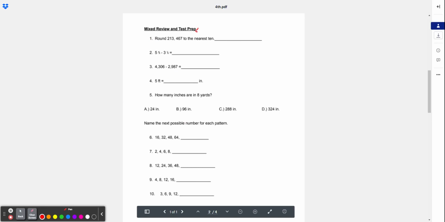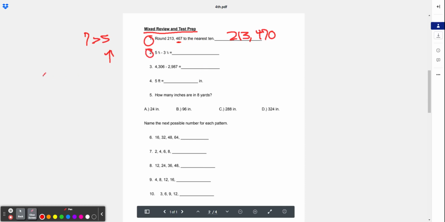Now let's try mixed review and test prep. Let's try 1. Round 213,467 to the nearest 10. So that's our tens place. And when we're rounding to the nearest 10, we're going to look at the number to the right, which is 7. And 7 is greater than 5. So we're going to round up. And when we round up, 213,467 changes to 213,470.